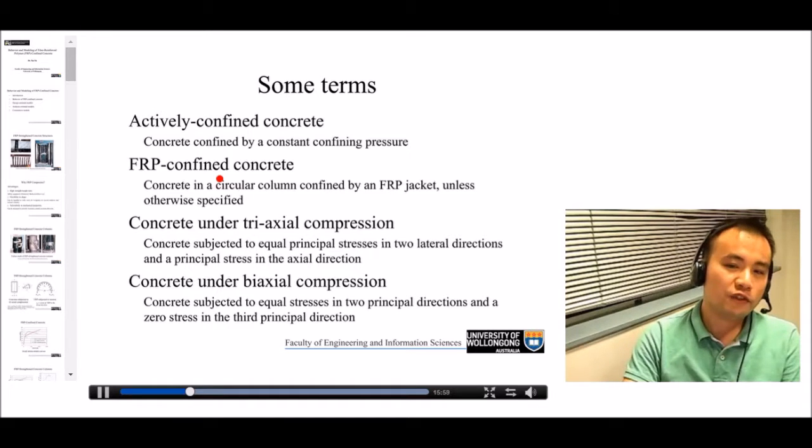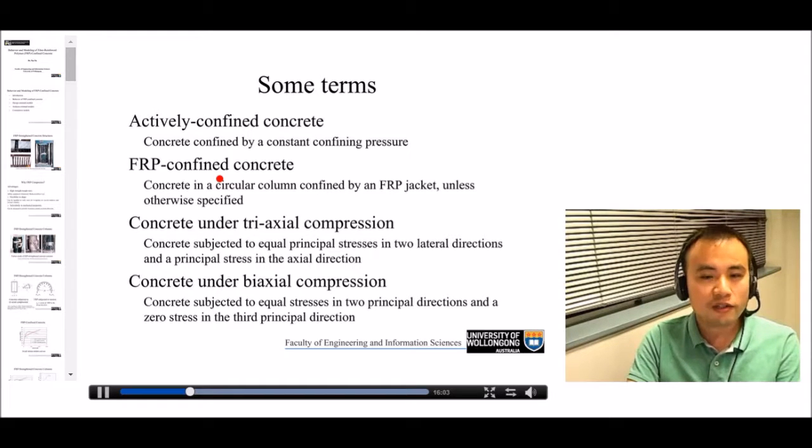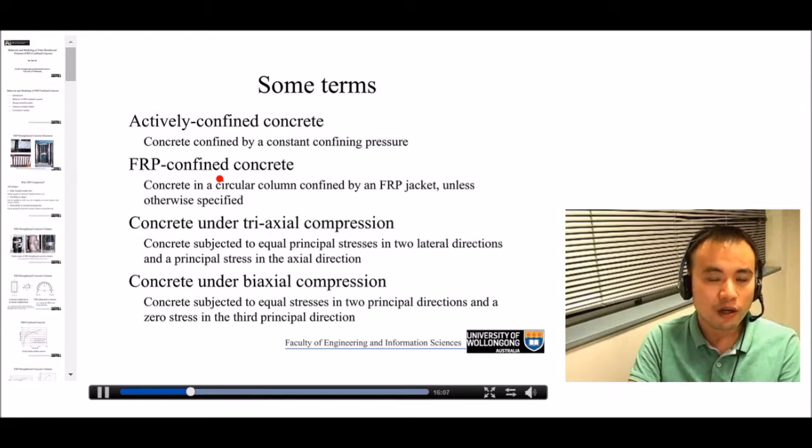Now, with this in mind, let's move to the modeling part. Before I talk about the models, let's first clarify the definition of some terms, which will be used very often in the presentation of the modeling part. The first term is actively confined concrete, and in this presentation, this refers to concrete confined by constant confining pressure only.